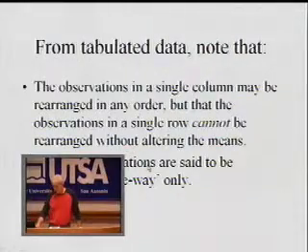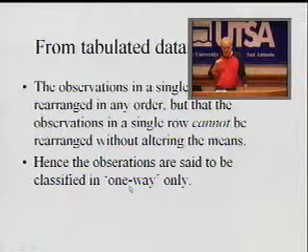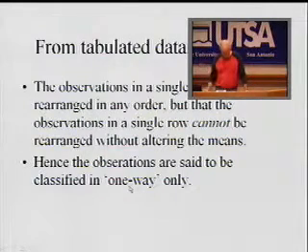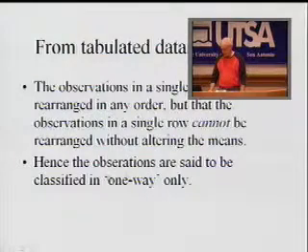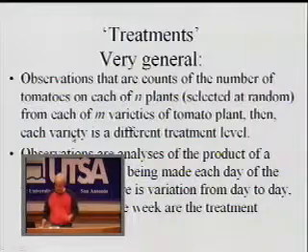So that means it's a one-way ANOVA, since the observations are said to be classified in one way only. You can only move the columns, but you can't move individual numbers. You can move any numbers across rows within the column, but you can't move any numbers along a row from one column to the next. So you can only move them one way without changing the means, and that's a one-way ANOVA. A one-way layout, that's your experimental design, so you use a one-way ANOVA.